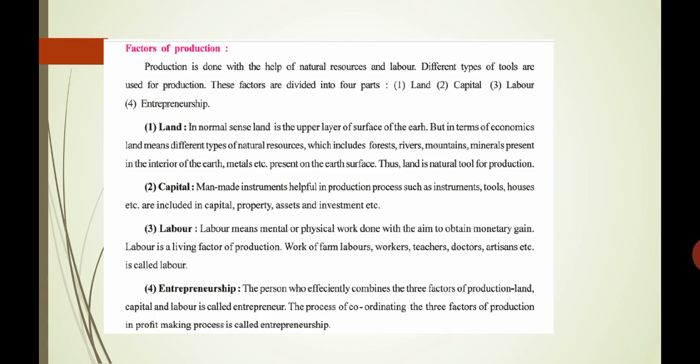First is land. Normally, by land we mean any piece of ground. But in economics, land does not mean a portion of land on the earth. In normal sense, land is the upper layer of the surface of the earth. But in terms of economics, land means different types of natural resources, which include forest, rivers, minerals, mountains, minerals in the interior of the earth, metals, etc. present on the earth's surface. Thus, land is a natural tool for production. Keep in mind, land is a natural tool of production.